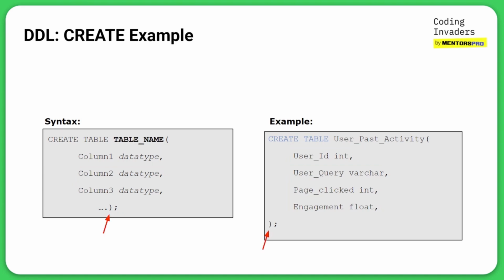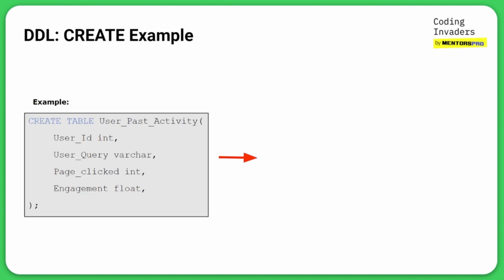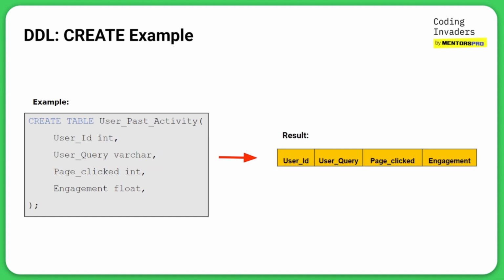After entering the column names and their data types, we need to close the bracket and end the syntax with a semicolon. Now, if we visualize the output of this example, it will only be the column headers without any value in it. We need to add the values into the table separately. In the upcoming videos, we will see how to create a table and insert values in a SQL editor.